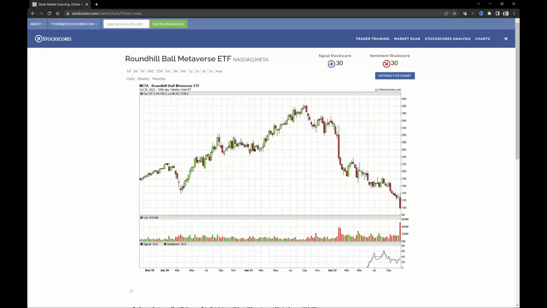But the duration that you look at is the duration you trade. So if you're a day trader, you should look at like a 10-day chart. If you're a swing trader, look at a 30-day chart. If you're a position trader, look at the daily chart or the weekly chart.